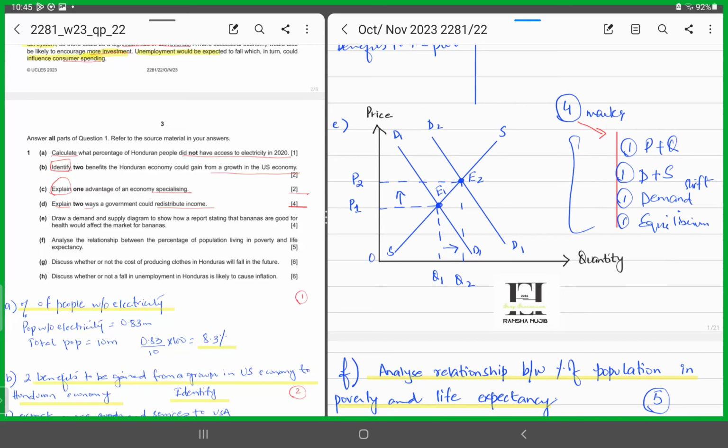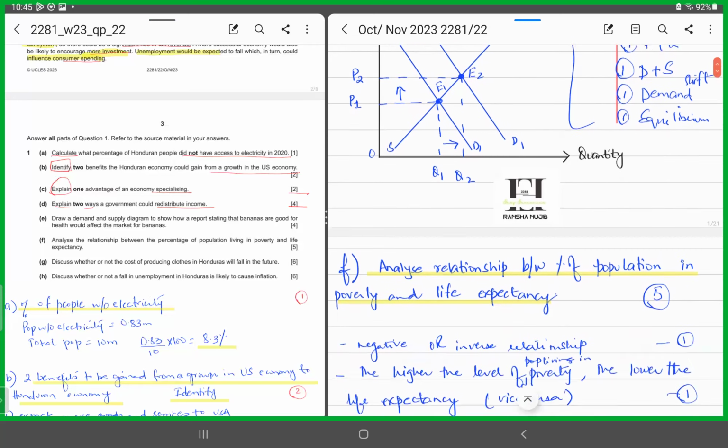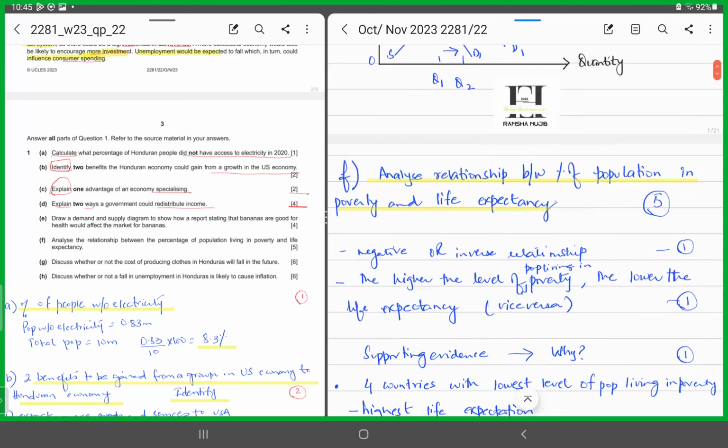All right. Let's look at part F. Part F says analyze the relationship between the percentage of the population living in poverty and life expectancy. Now, the keyword over here is analyze. Now, what we do in the questions which talk about analyze is that first we try to find out the relationship that is present in the two variables, whatever is mentioned in the question. The two variables present in this question are the percentage of the population living in poverty and life expectancy.